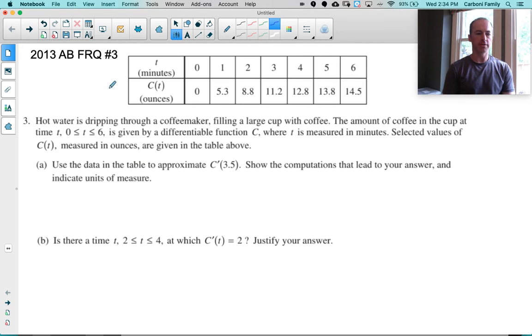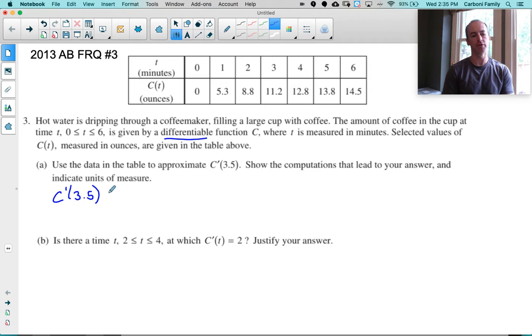The 2013 AB free response number 3, we have a table of values that represents the amount of coffee that has dripped through a coffee maker on the interval 0 to 6. They do tell you that C is differentiable, so that's important. Select values of C are given in the table above. Use the data in the table to approximate C prime of 3.5.